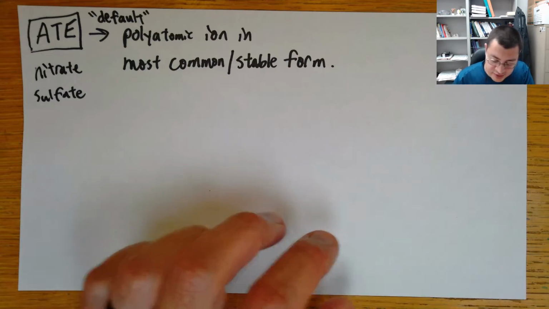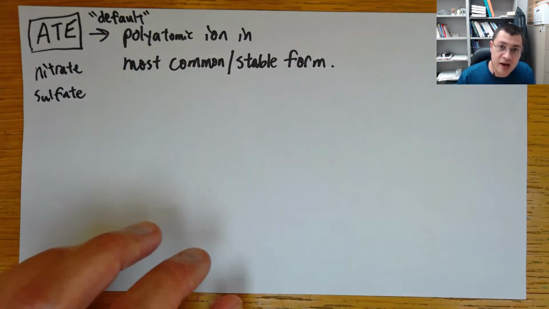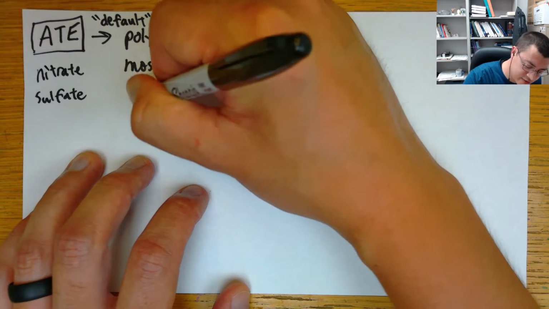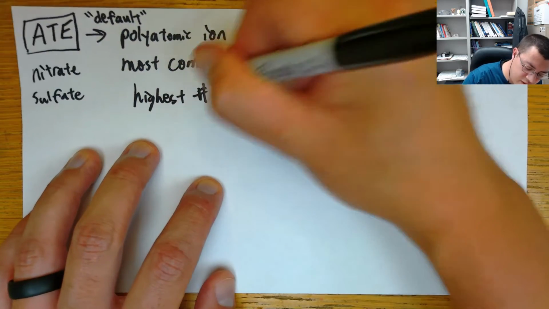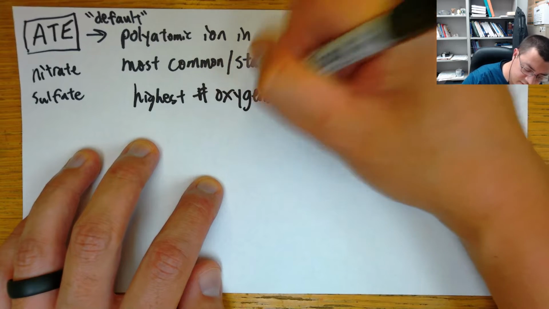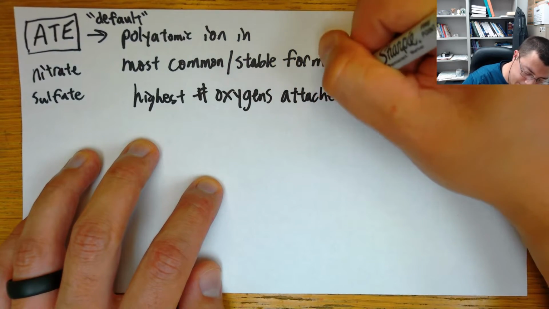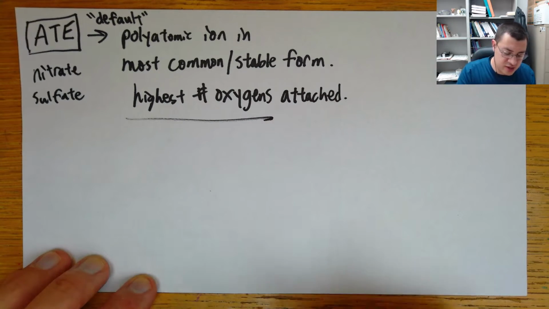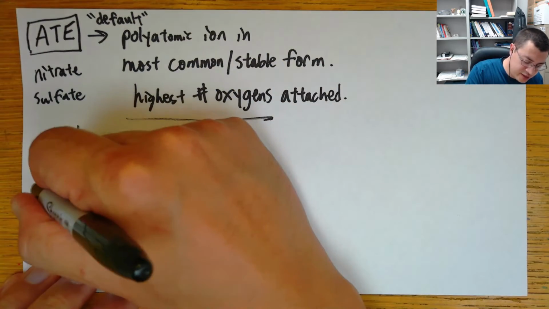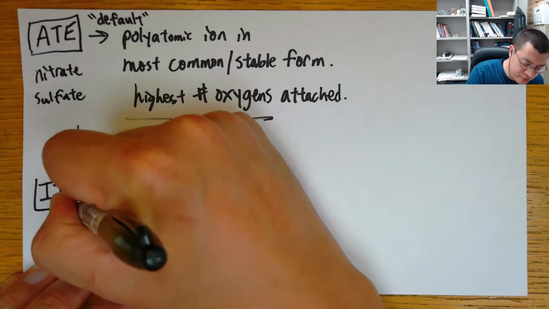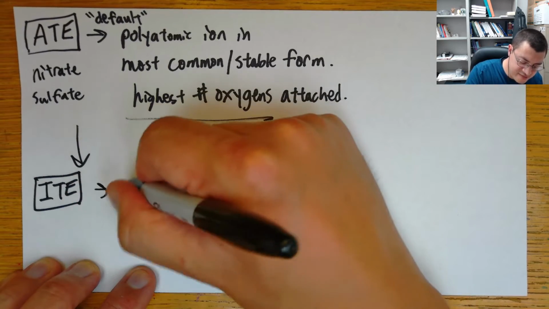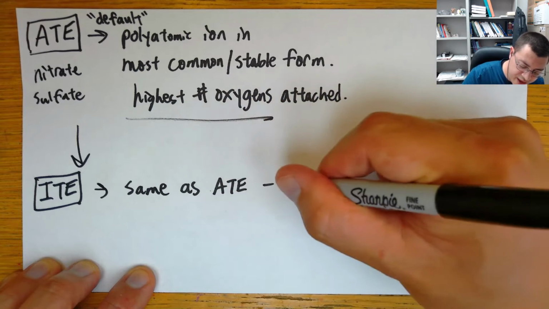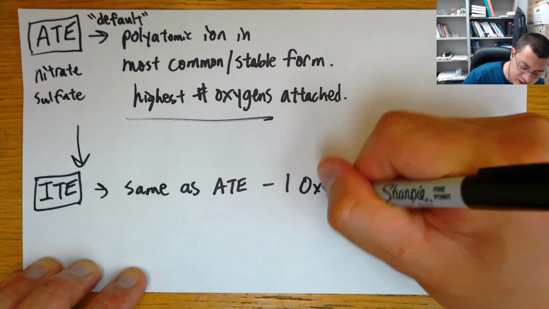Okay, important for this discussion though is that any polyatomic ion ending in -ate will typically, not typically, always have the highest number of oxygens attached. Okay, -ate means the highest number of oxygens attached. And to get your polyatomic ion for when it ends in -ite, you're just going to do the same as -ate, but you will subtract 1 neutral oxygen atom.